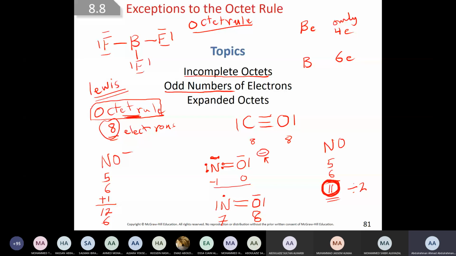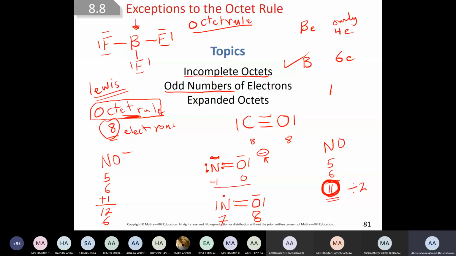if we draw the Lewis structure for BF3, we will find that this is the structure for BF3. How many electrons around each fluorine? Look at the fluorine, how many electrons around it? 8. The other fluorine and the third fluorine, 8, 8, 8. But how many around the B? 6. Only 6. Is this acceptable? Yes, it is acceptable for B, boron, because it's a special case. Is this clear?